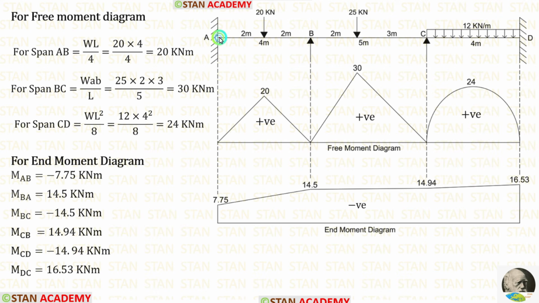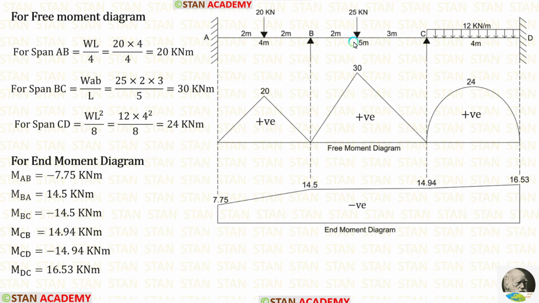First, let us take the span AB. In the span AB, a point load 20 kN is acting on the center. If a point load is acting on the center, the bending moment formula in the simply supported beam is WL upon 4. Here W is 20, L is 4. When we apply inside the formula, we are getting 20 kN meter.